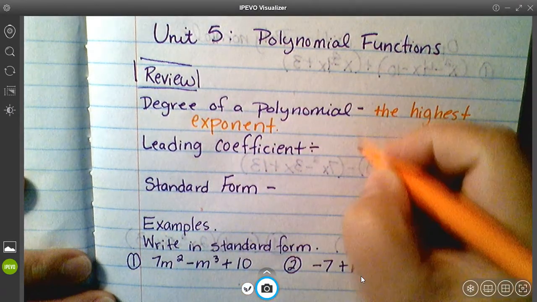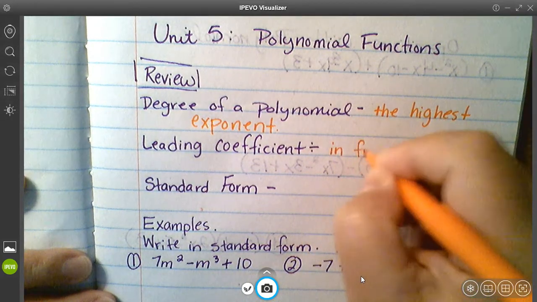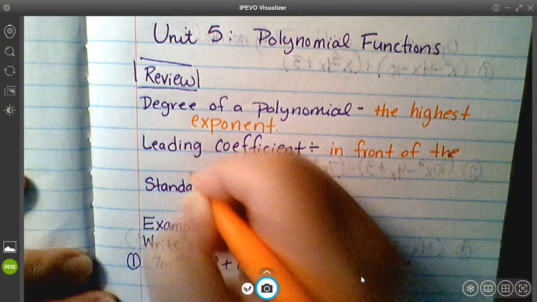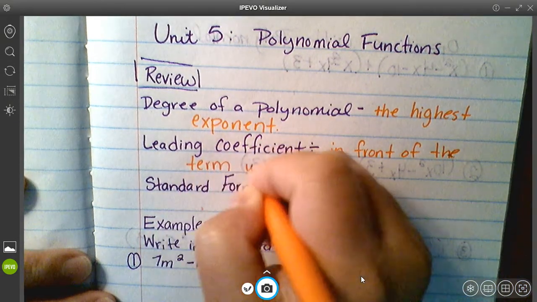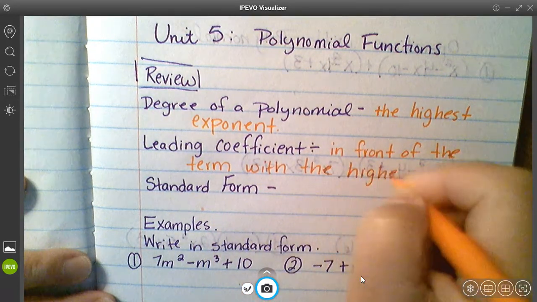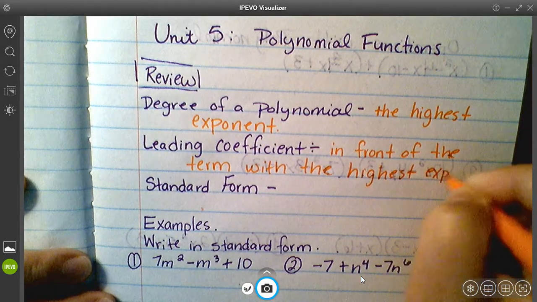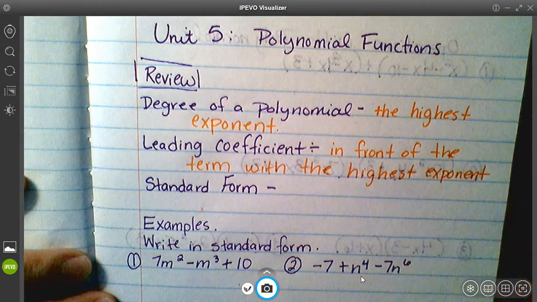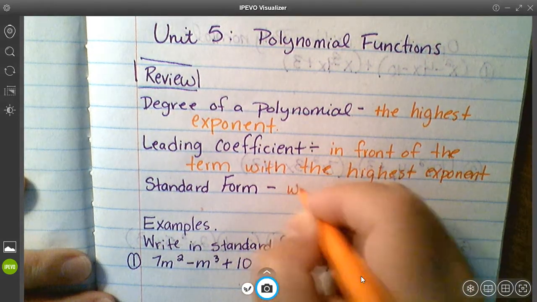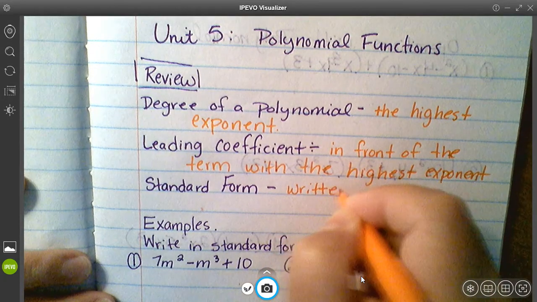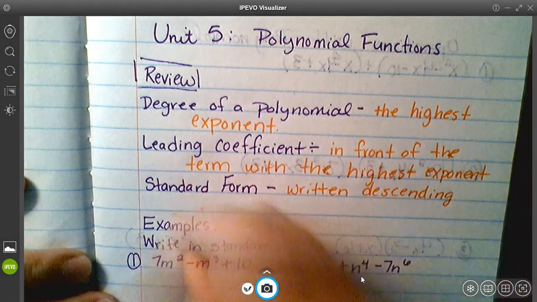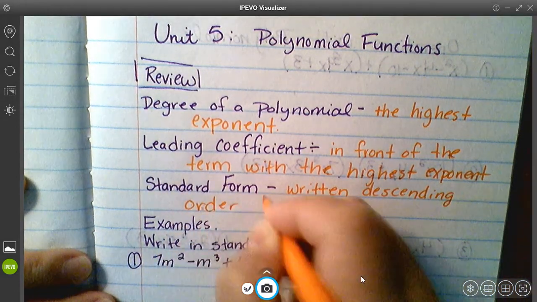The leading coefficient you will find in front of the term with the highest exponent. And both of those things are important when we're graphing our polynomial functions. Standard form is written in descending order by degree.